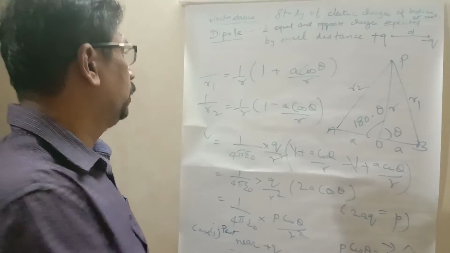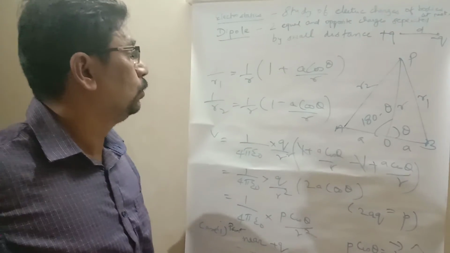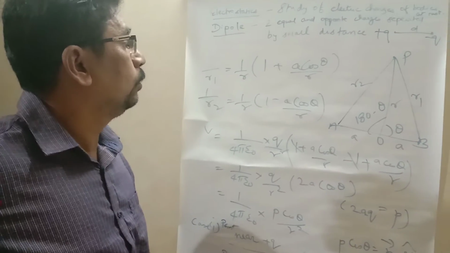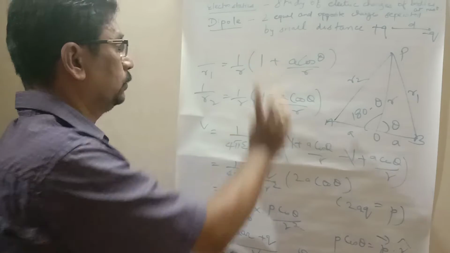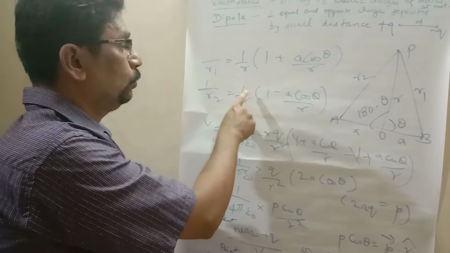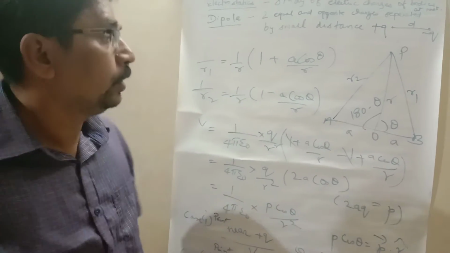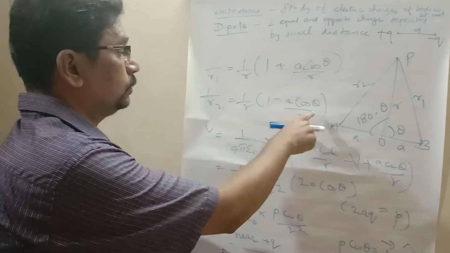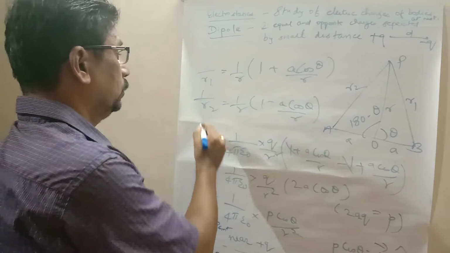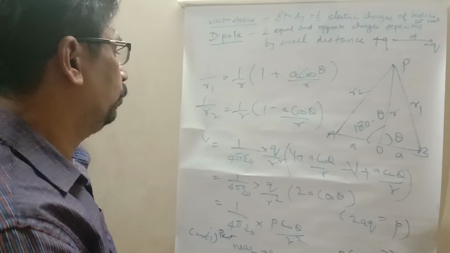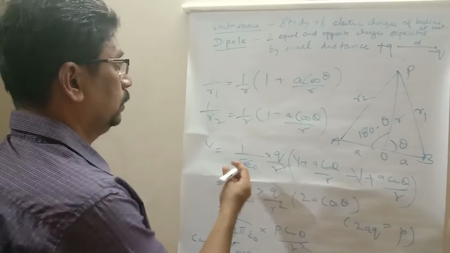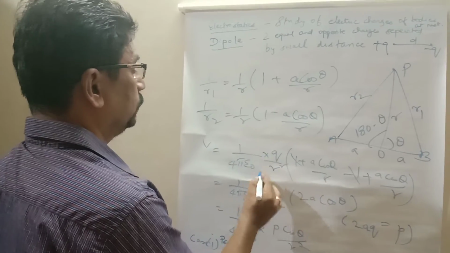Okay, we have calculated 1 by r1 equal to 1 by r into 1 plus a cos theta by r, and similarly 1 by r2 equal to 1 by r into 1 minus a cos theta by r. Therefore V equal to 1 by 4 pi epsilon naught into q by r square. So this is the formula.